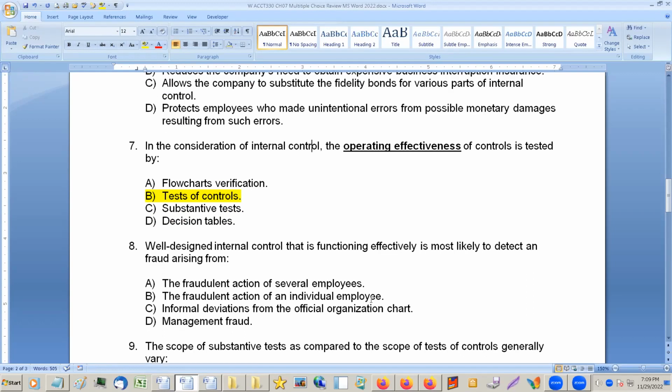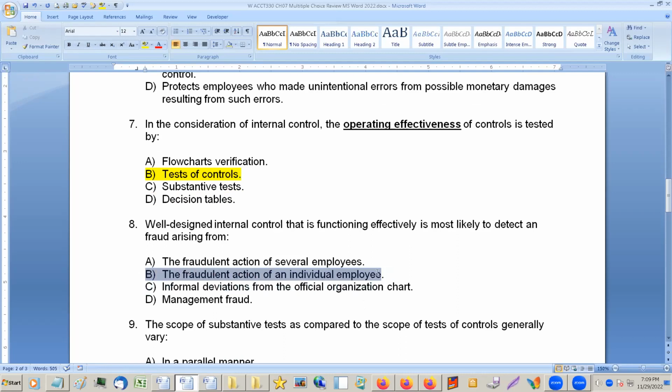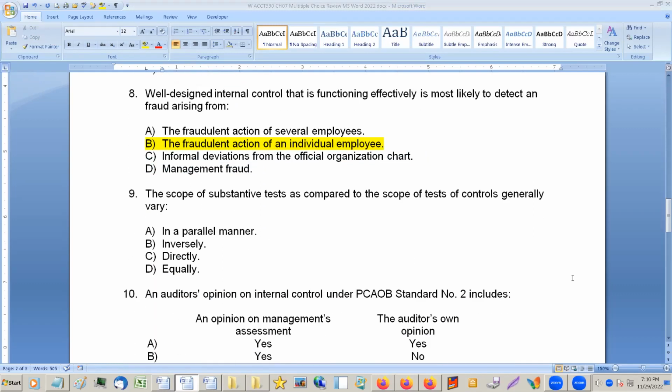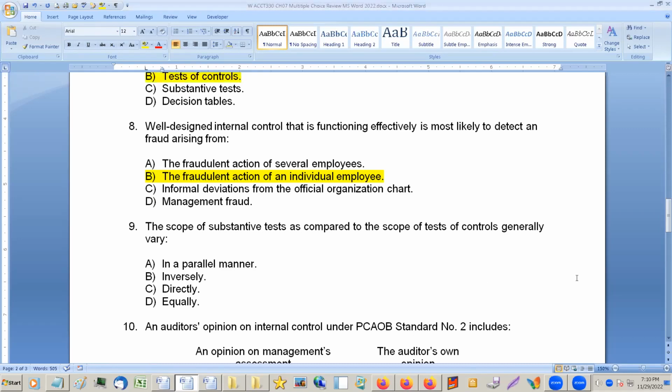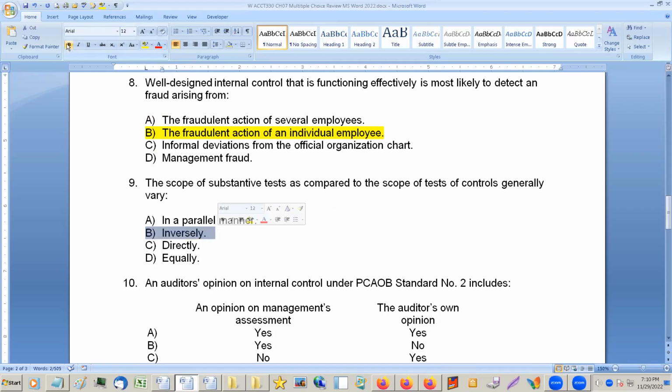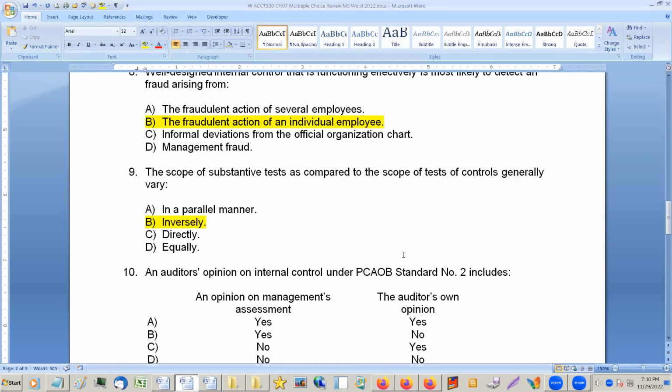A well-designed internal control functioning is likely to detect fraud arising from an individual employee. If people are doing duties that are not shown in the organizational chart, it's very hard to find that. Same thing with management fraud, because they're management, they can override controls. So the internal controls won't matter if management overrides them. But if it's one individual, a lot of times it can be caught. Who picked E? There is no E. But there is a B, and B is the right one. Another E. Who is picking E? There's no E here.